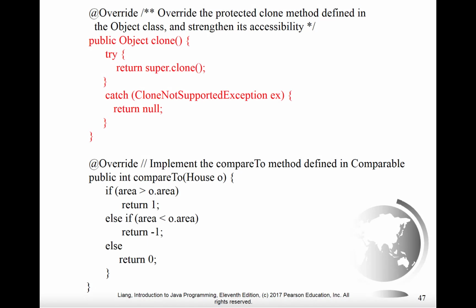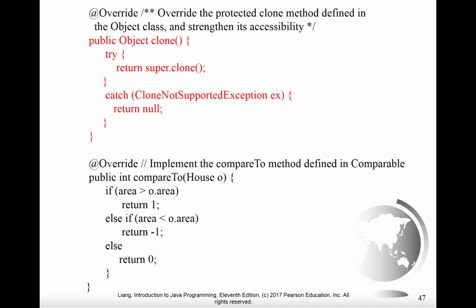And finally, at the bottom of the slide, we're going to provide a getter for the date that it was built. Here we're going to override the clone method that exists in the Object class, and we're going to do this in the implementation in a try-catch block. We're going to return the result of calling our superclass's clone method, and that could throw an exception because clone might not be supported. So down below we have a catch that says catch CloneNotSupportedException and returns null if that happens.